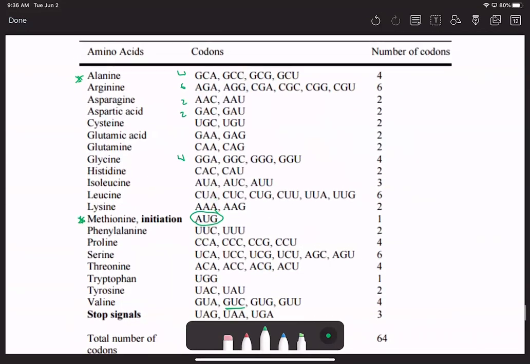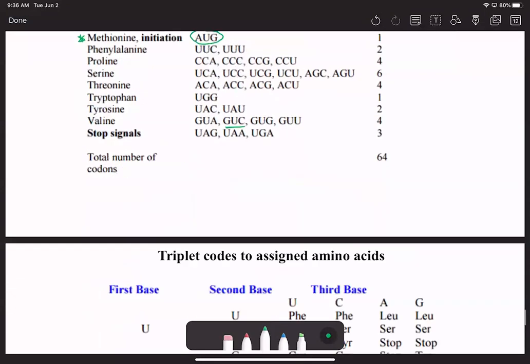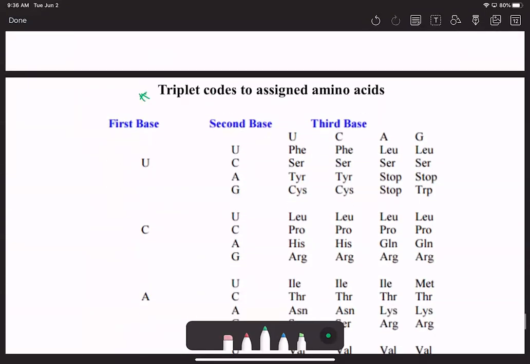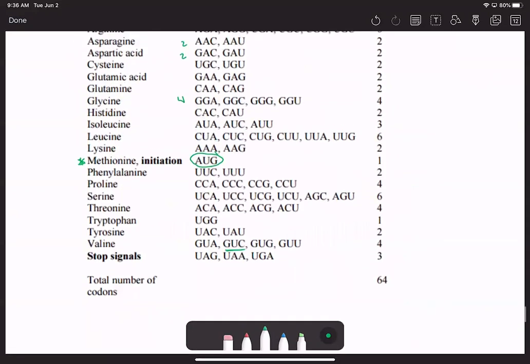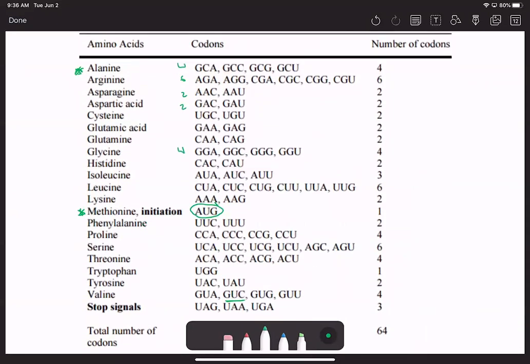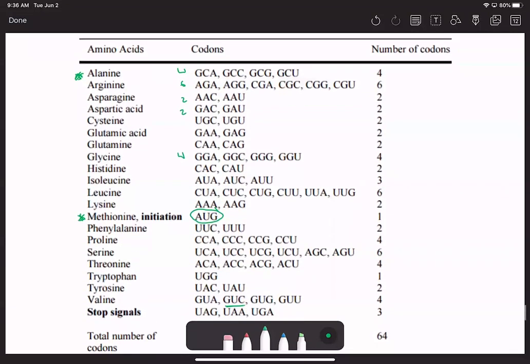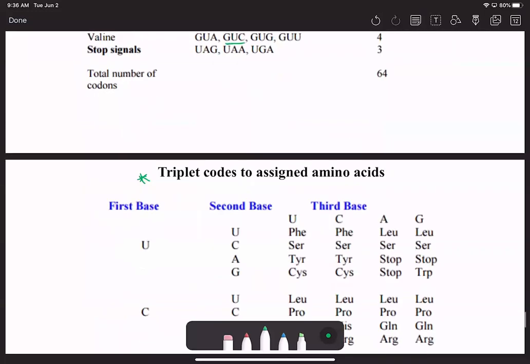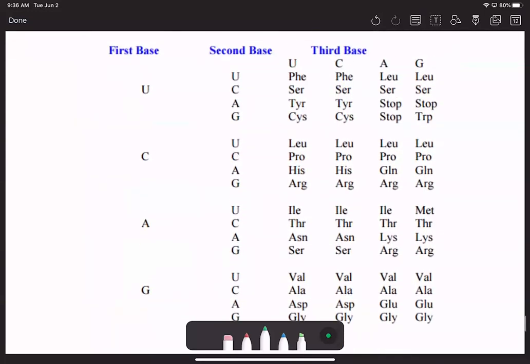I'm going to provide this for you on the exam. So this is just kind of a table here. This is a list of all the codons and all the amino acids, but I don't want you scrolling through this in order to determine which amino acid you need. Here we're going to use this instead.